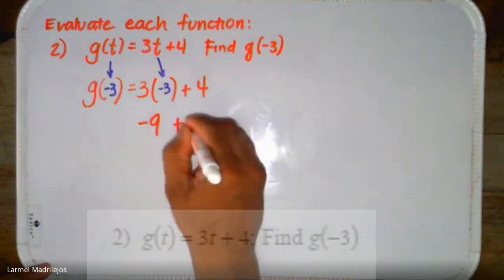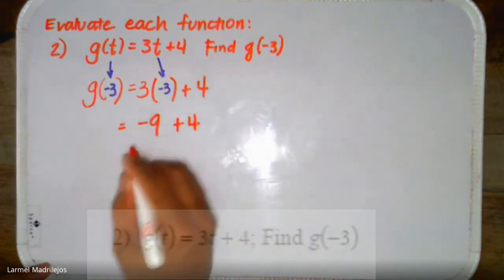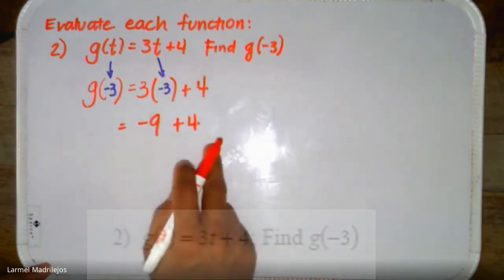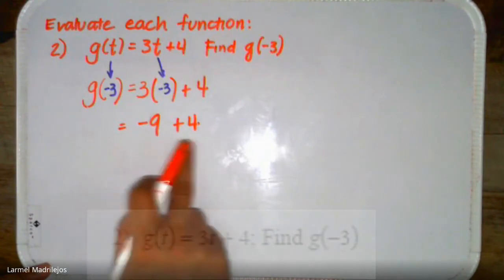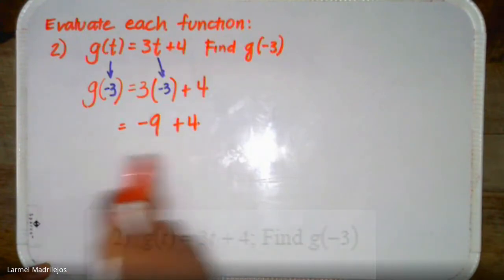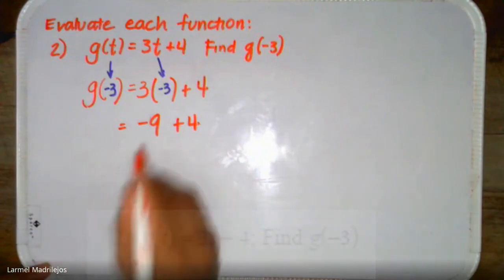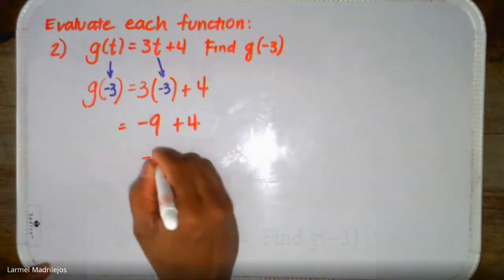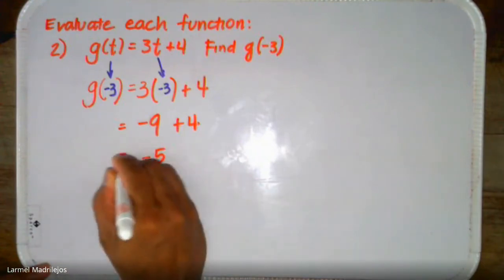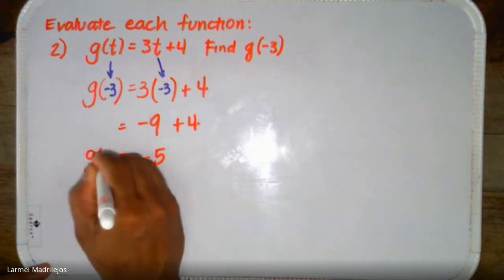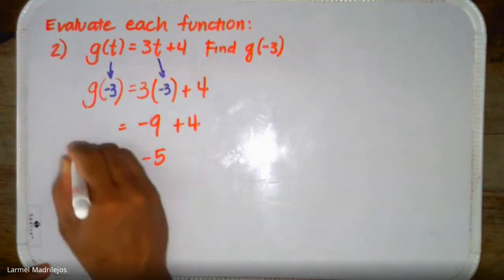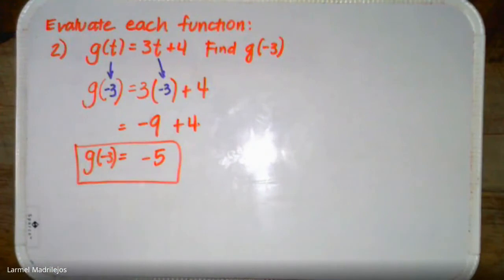Add 4. So negative 9 plus 4. 9 is larger than 4 and it's negative. So we subtract them. We use the sign of the larger number. Subtract, it's 5. So g of negative 3 is equal to negative 5.